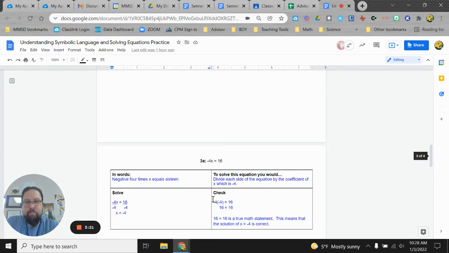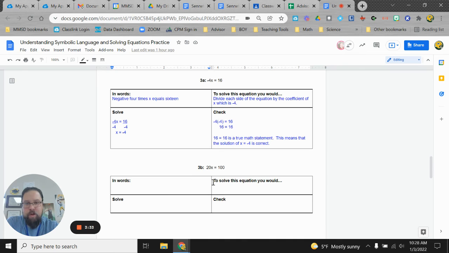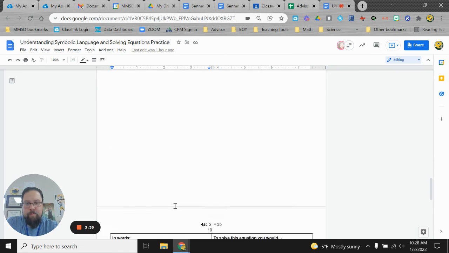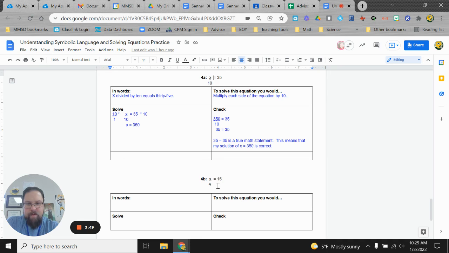Then we have 3A and 3B: negative 4 times x equals 16, and 20 times x equals 100. Again, look at the example and apply that to help you solve your problems. One final one, look closely on this. There is division here. It's x divided by 10 equals 35. The example is completed here. And then you have x divided by 4 equals 15. So use this example to help you solve your own.